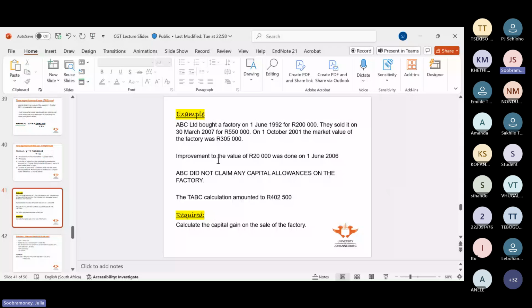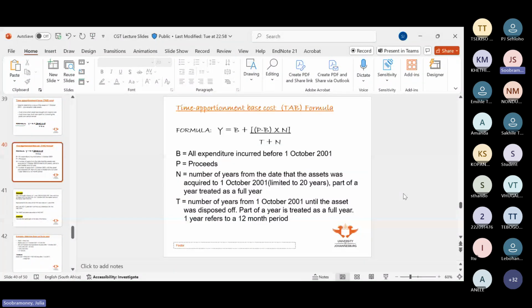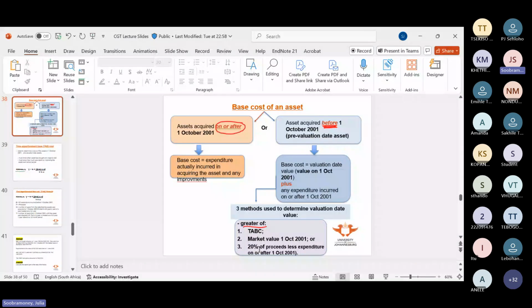The TABC calculation amounted to 402,500. So there I give you the amount of TABC. Now, what is it that you only really have to calculate when it comes to base cost? It's this one here. Let's go back here. 20% of proceeds. So what does this formula mean? It's saying your proceeds, the amount you sold the asset for, less expenditure on or after 1 October 2001. So basically, if there was any improvements after 1 October 2001, you're going to deduct it, and then you're going to multiply your answer with 20%.